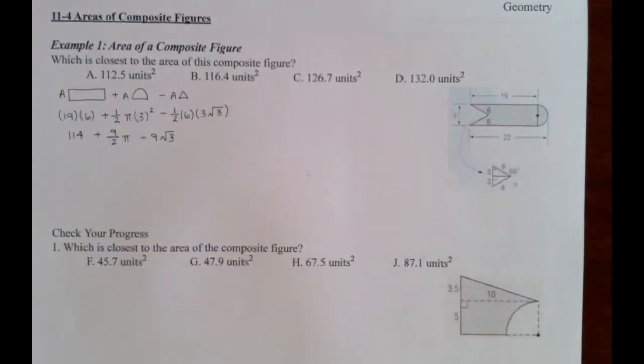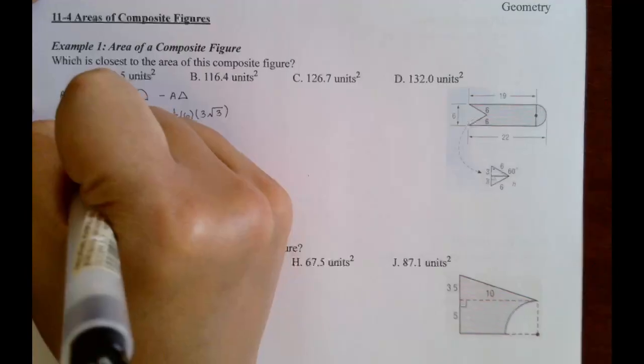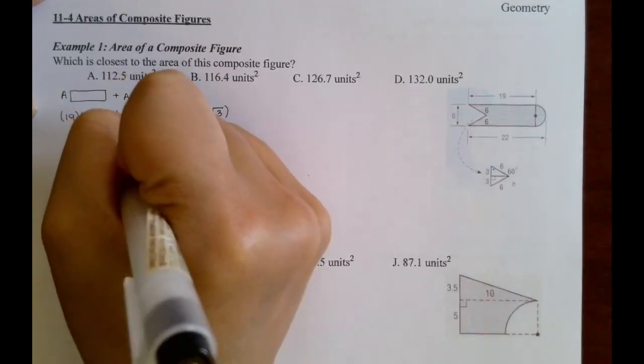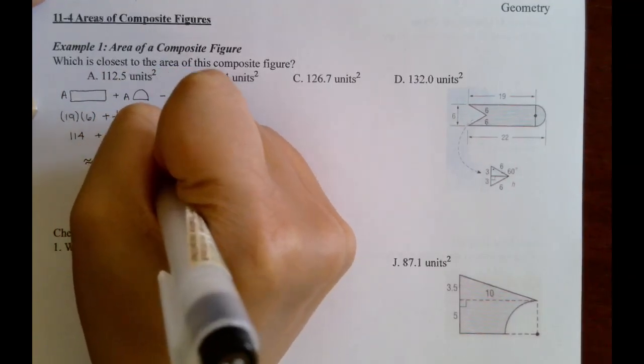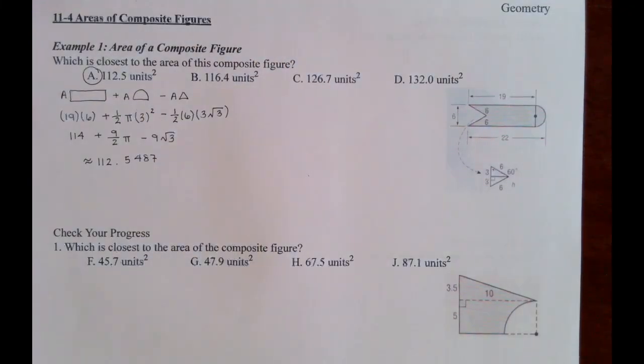Okay? So when we're entering it into the calculator, make sure you enter it correctly. Your calculator does not know order of operations, so you need to use correct parentheses and stuff like that, so that it knows what to do in what order. And then as a result, I got approximately 112.5487. Which one is it closest to? Right here, A, 112.5 units squared.